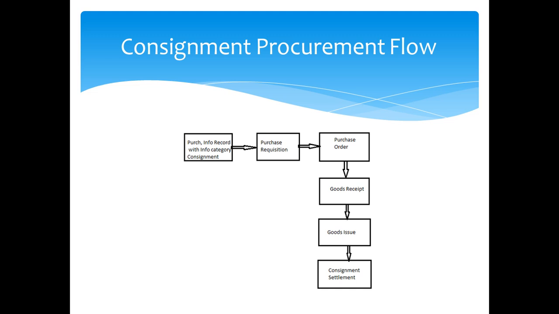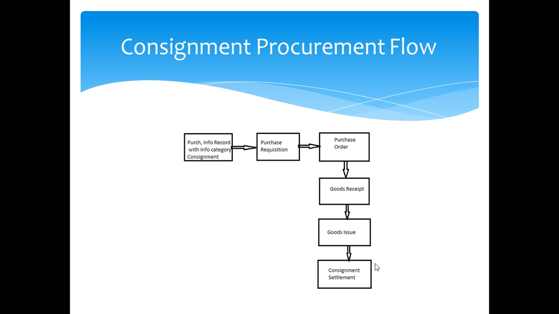So the first step is to create a purchase info record with info category consignment for that material vendor combination. Then at the second step, we will create a purchase requisition. Then this purchase requisition will be converted into a purchase order. Then against this purchase order we will perform goods receipt, then goods issue or transfer posting, and do consignment settlement. So this is how the consignment procurement process works.